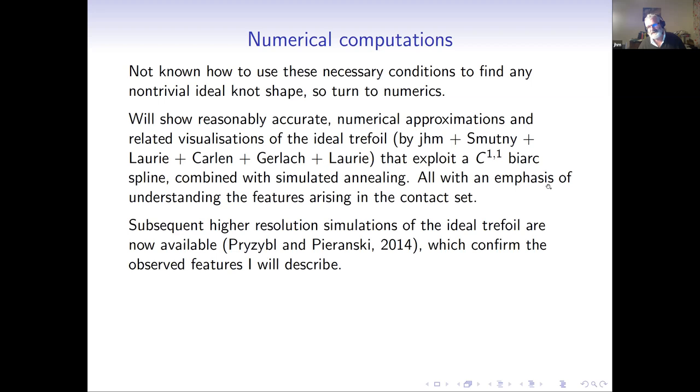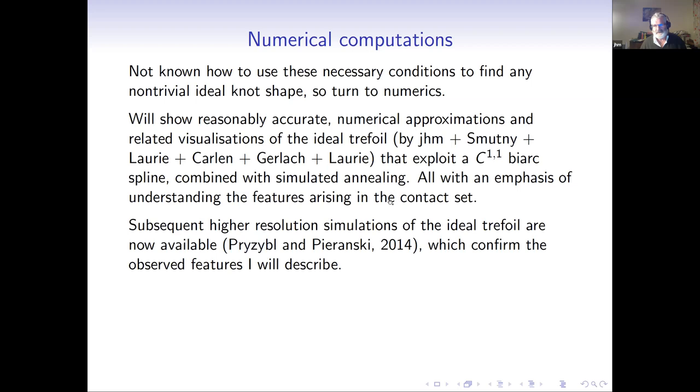And I can't remember whether I said this or not. I mean, this talk, probably the first two-thirds of it is approaching 10 years old. I apologize if anyone has seen it before and remembered any of it. Those are two separate issues, right? But then the most recent stuff is like 10 days ago, never mind 10 years ago. But the point is these simulations of the ideal trefoil certainly aren't the best ones now. In fact, there's a simulation by Przybyl and Pieranski, and that's probably the most accurate computation of the ideal trefoil that's available now. But happily, all those computations did was confirm the features that I'm going to describe to you on the less converged simulations.